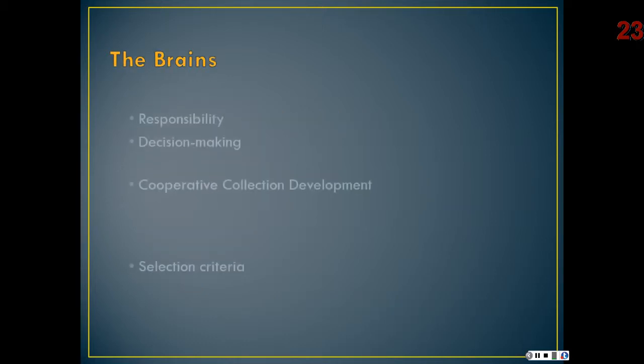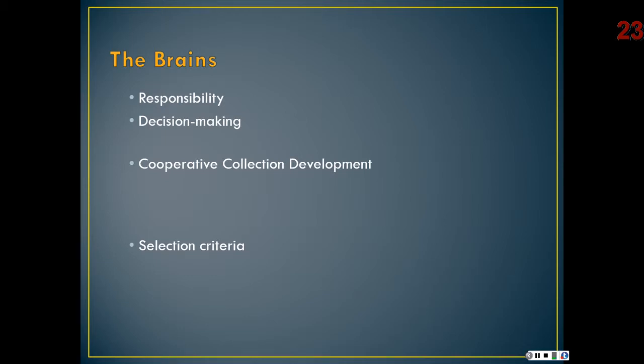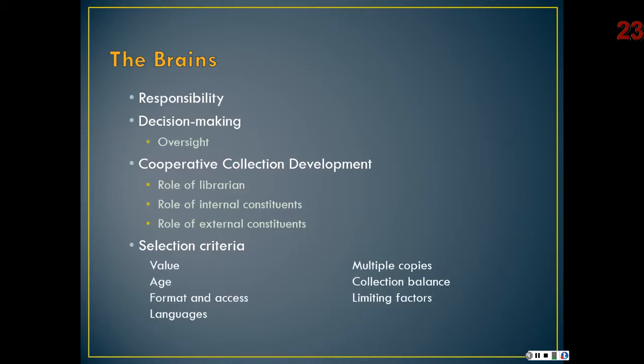The brains part should talk about responsibility, decision making, cooperative collection development, and selection criteria. So who is responsible for making collection management decisions? Ideally, that would be the role of the library media specialist, but I am well aware that there may be some library action committees that actually make those final decisions about what material resources will be part of the library's collections.